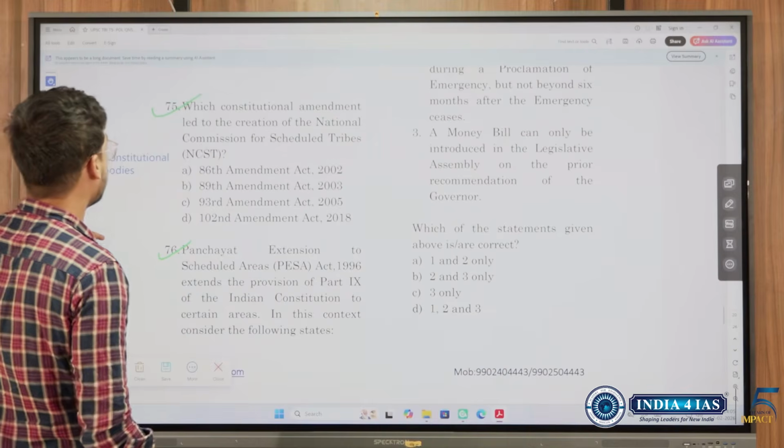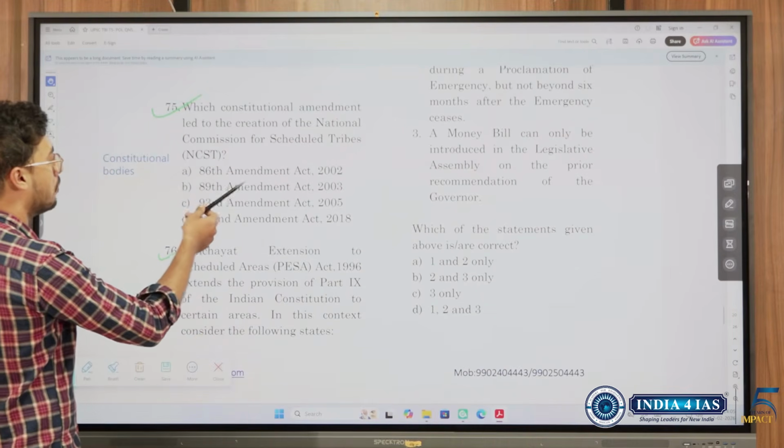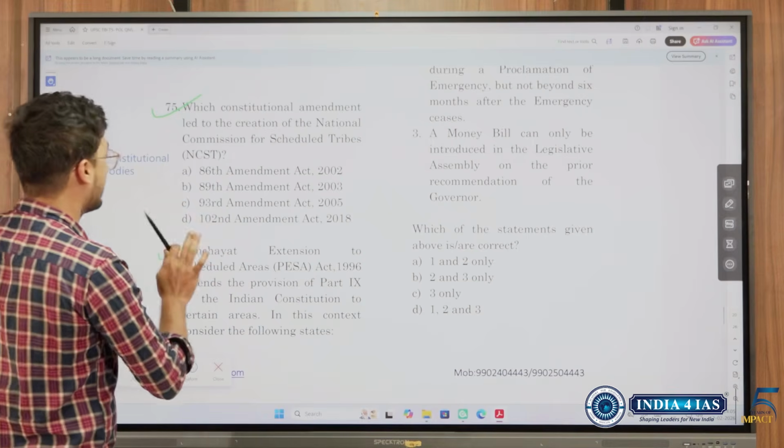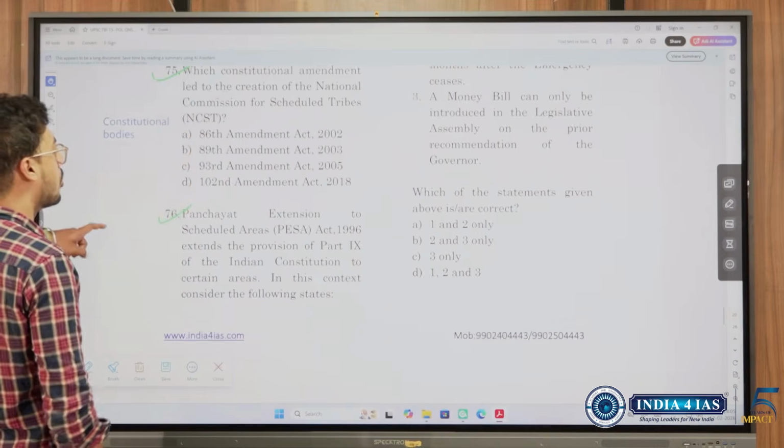Okay, constitutional amendment, constitutional bodies. This is what I said. The 89th amendment provided for the separation of SC and ST commissions. This should be known because it is a constitutional amendment, an important topic, and it is a constitutional body also.